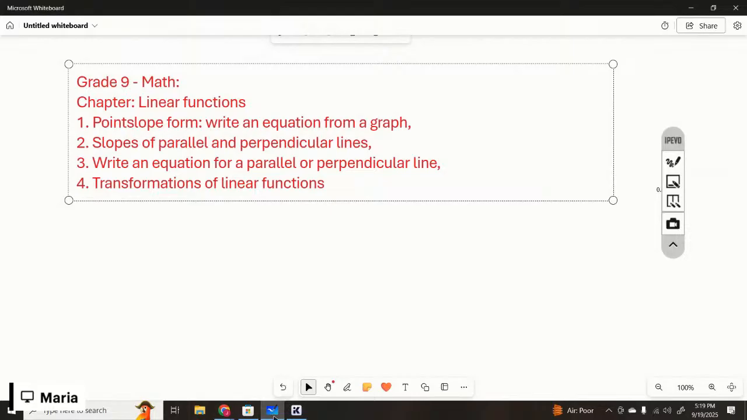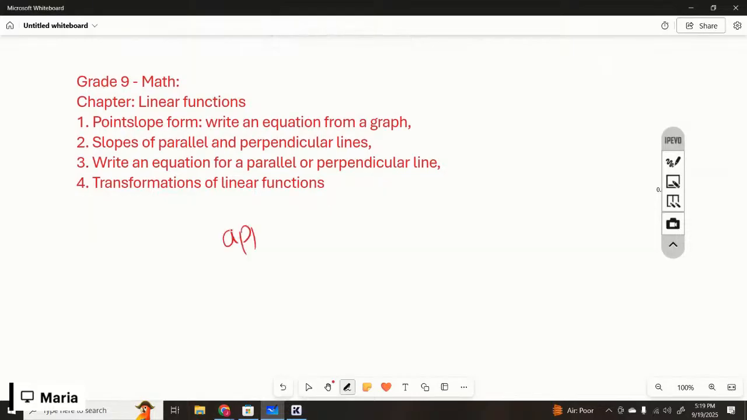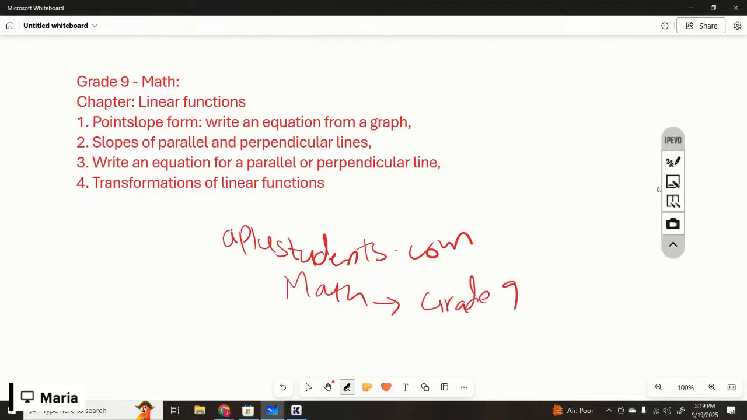You can find all the lessons on aplusstudents.com. You have to log in there, use math from the subtab, scroll down to grade 9 math, and then click on view all lessons. Chapter: start with the chapter.